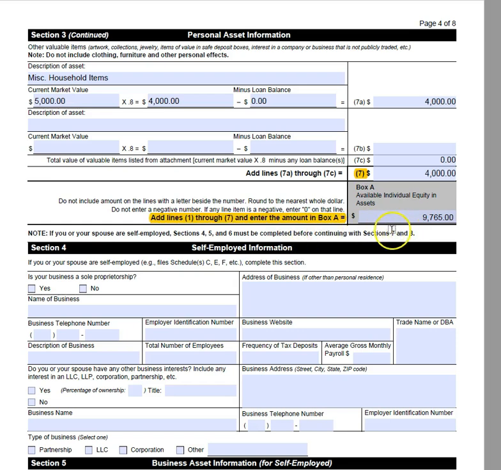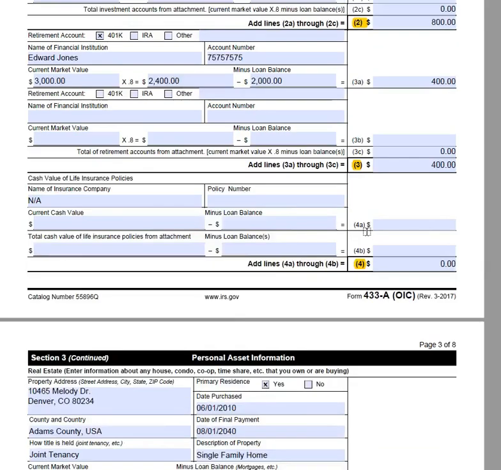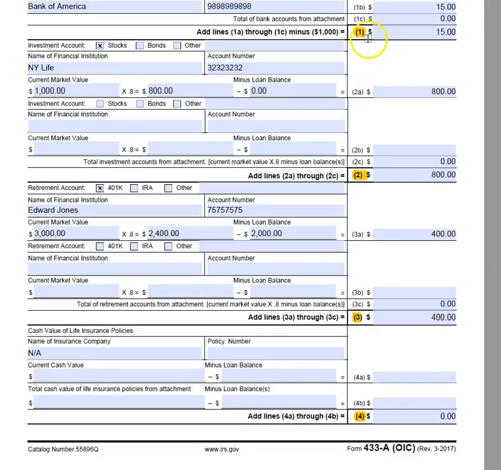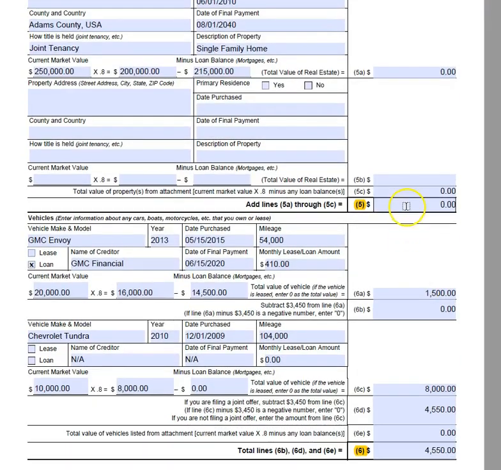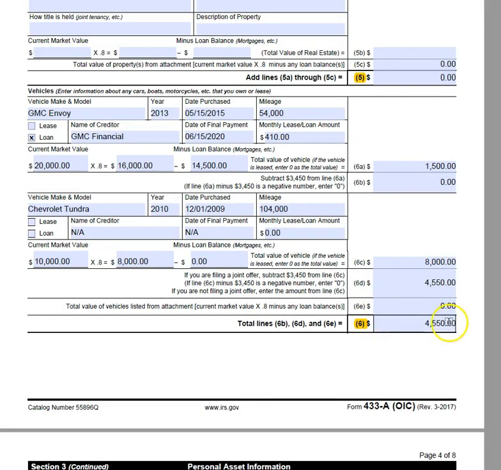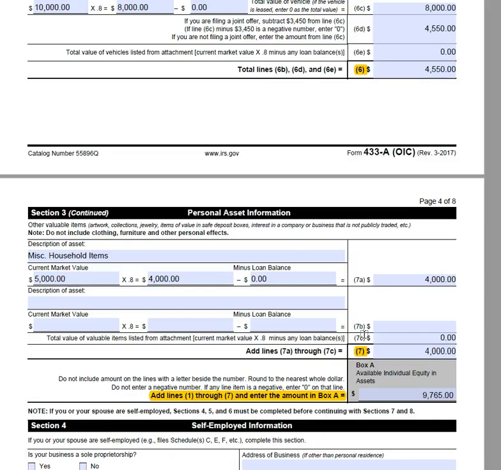So now you'll see I went back, I'm going to scroll up here really quick, highlighted all the lines we're going to add up. So 1, 2, 3, 4, so we have $15, $800, $400. Going down to the next page, we don't have anything on 5. We have $4,550 on line 6, and we have $4,000 on line 7. That gives us a total of $9,765 in available individual equity and assets. So that is part 1 of this form.